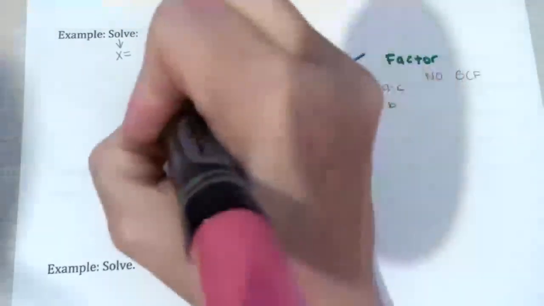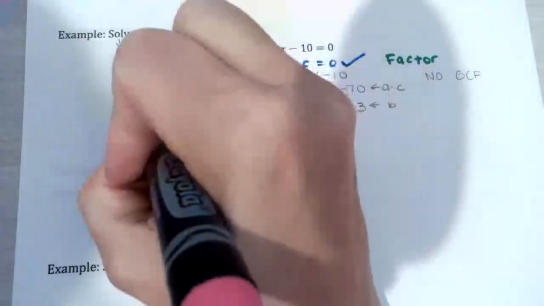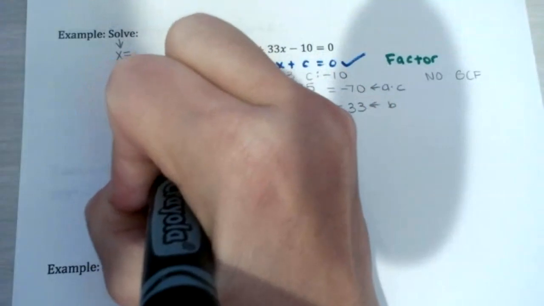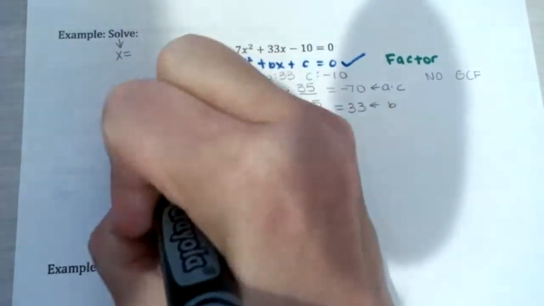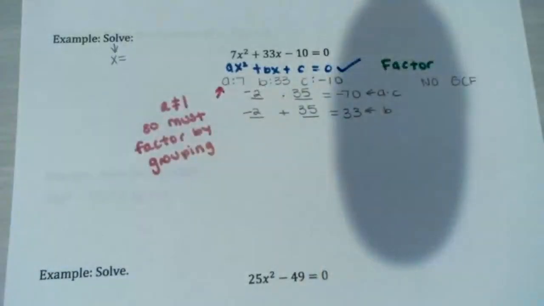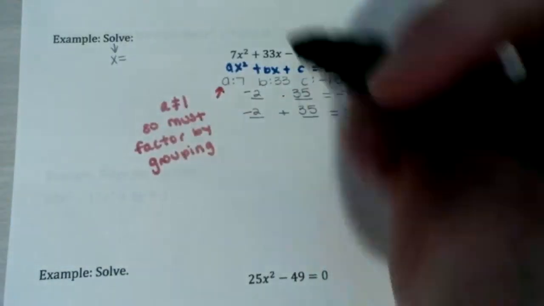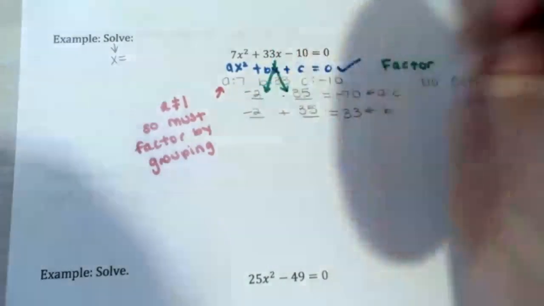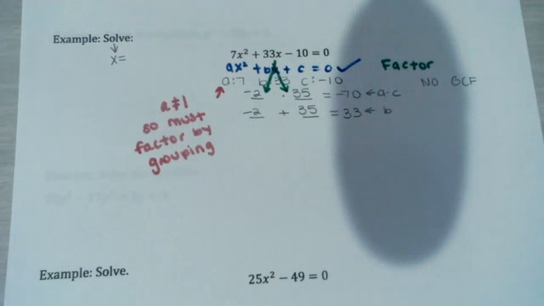Unfortunately, we've been lucky so far, but A is 7, so that means A is not 1. So we must factor by grouping. Remember, factor by grouping means that we're going to use the numbers in our blanks to split up this middle B term, to split up that 33x.